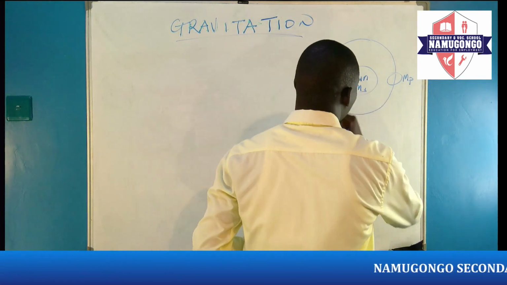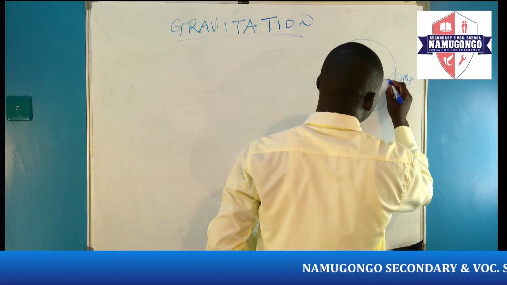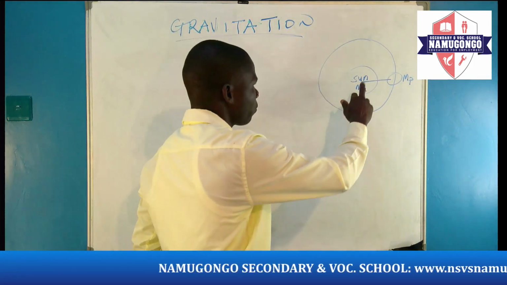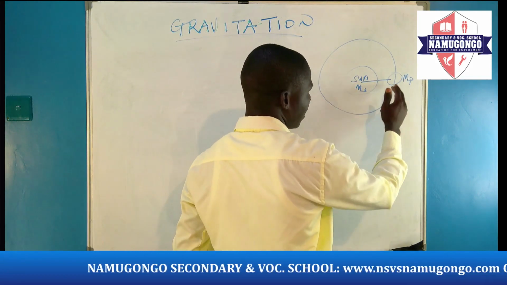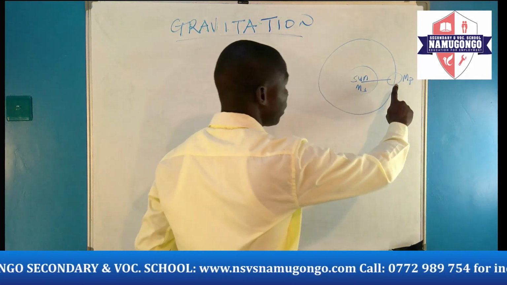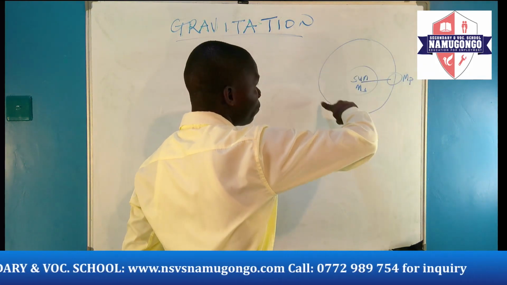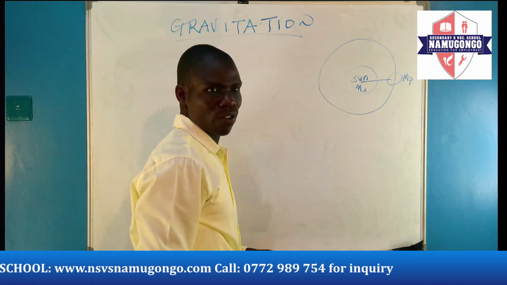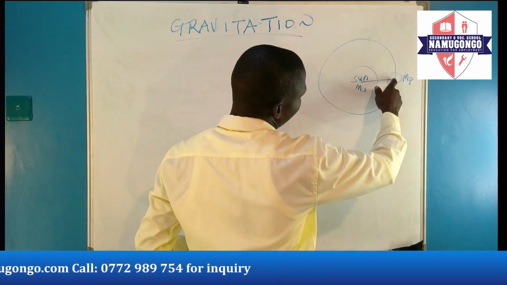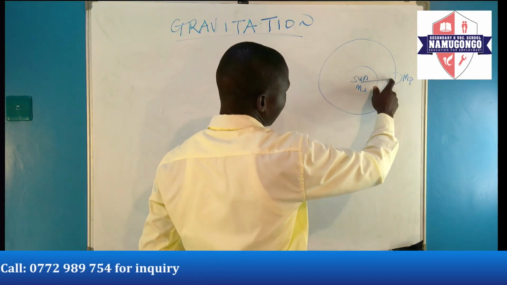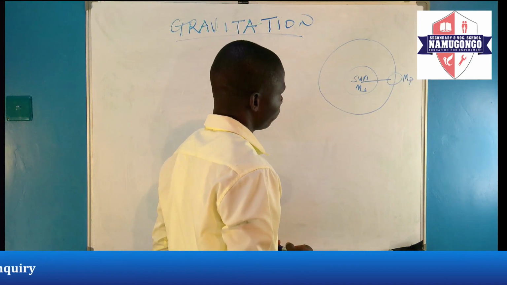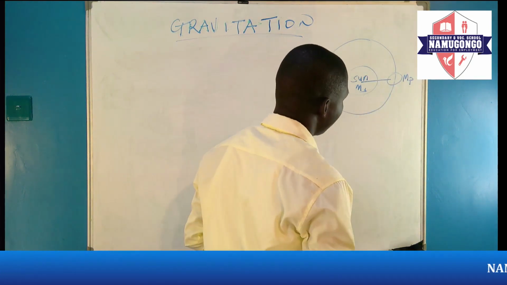We have two forces which will act on these two bodies. Number one, we shall have the force of attraction between the sun and the planet, and also we shall have the force which will keep this planet moving around the sun. That force is called the centripetal force, and we shall also have the force of attraction F. That one we shall get from Newton's law of gravitation. Let us look at the first one, the centripetal force.